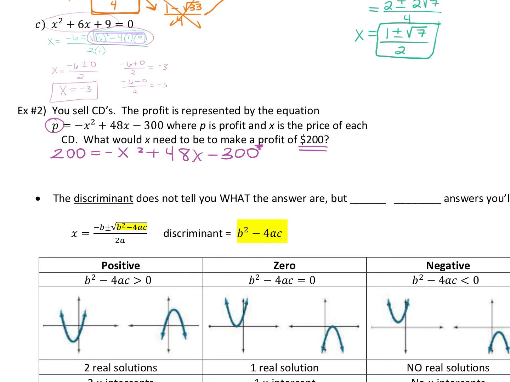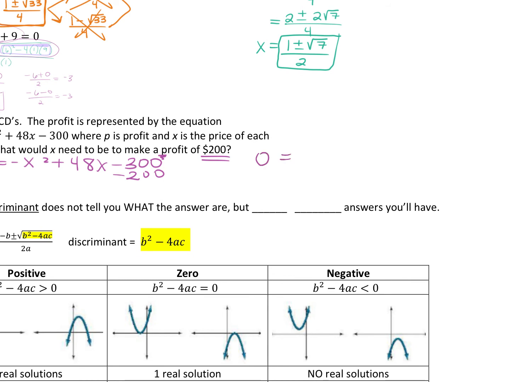What do we have to do to be able to solve this? Yeah, set it equal to 0. So you're going to take away the 200. So you get 0 equals a negative x squared plus 48x minus 500. Okay. And then from there, now you can plug it into your equation. So this is the one scenario when it's a real world problem and we're talking about dollars and cents. Simplest radical form doesn't make sense, right? So this is the scenario where you'd actually plug it into your calculator.